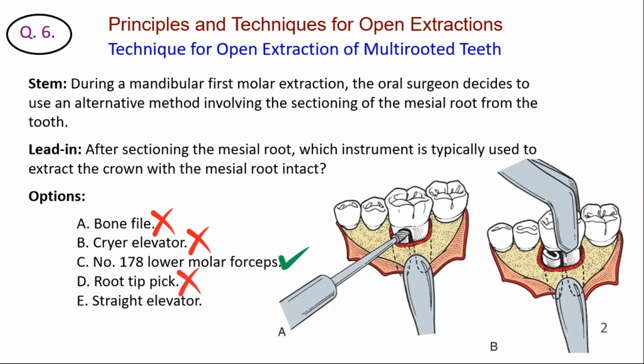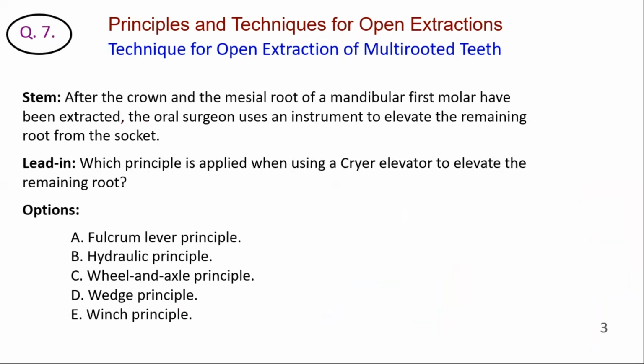Not used for extracting the crown; used for luxating and mobilizing roots, not for crown extraction. So the correct answer is C. The crown with the mesial root intact is extracted with number 178 lower molar forceps.